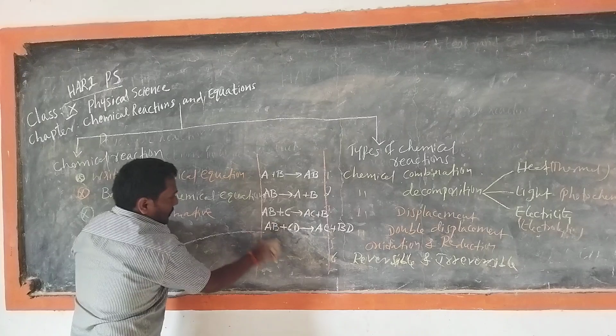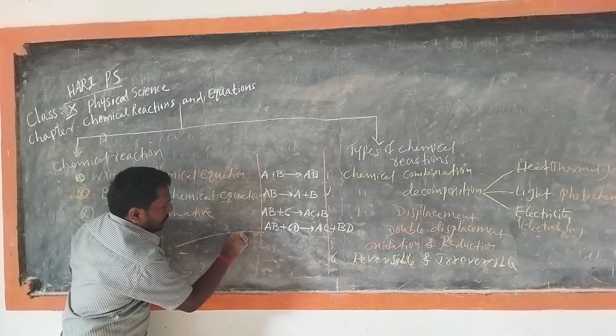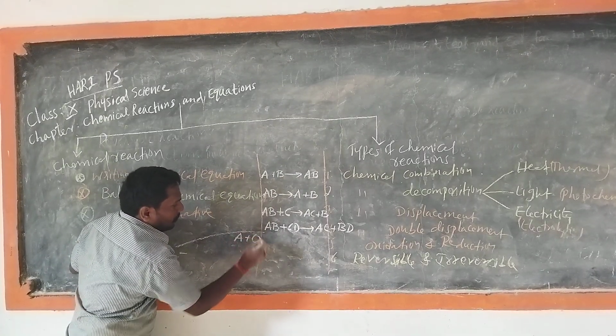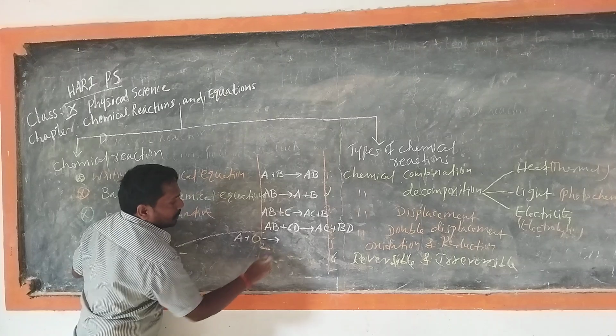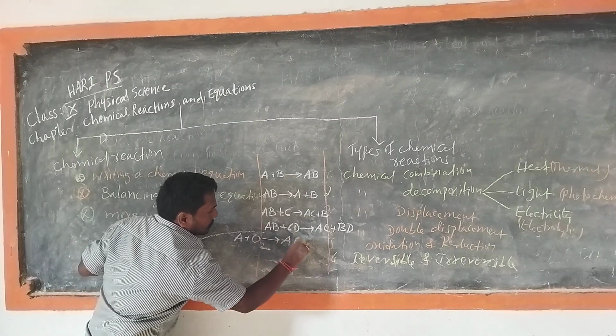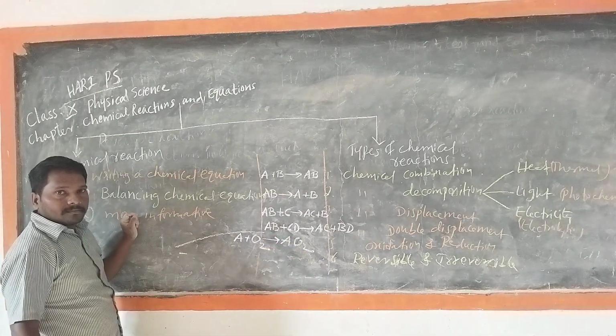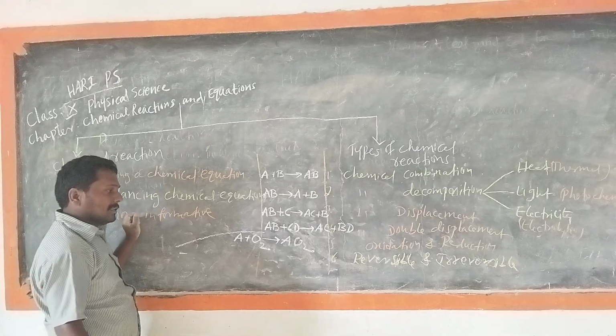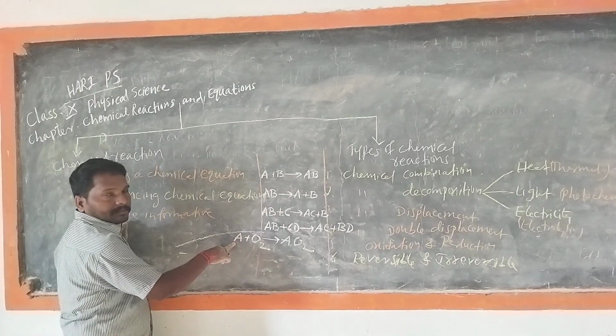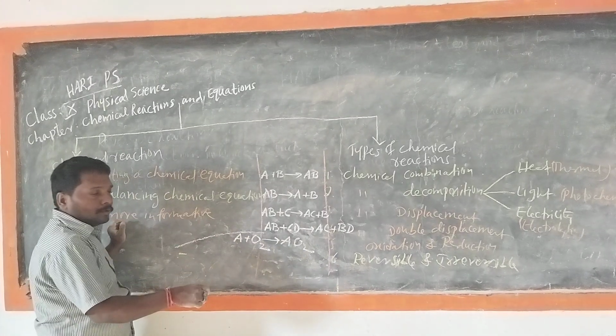Oxidation and reduction: A plus O, AO2, is the oxidation. Adding of oxygen or removal of hydrogen.